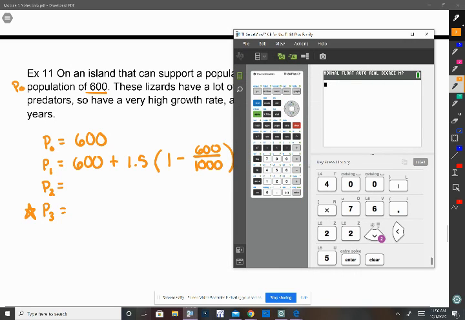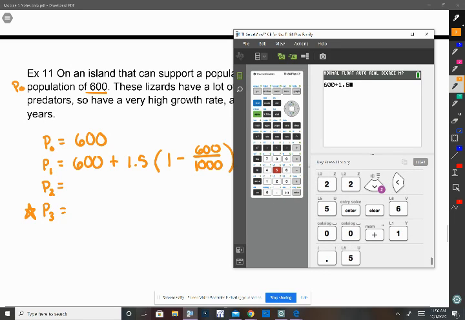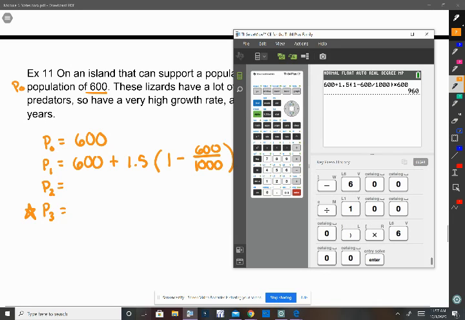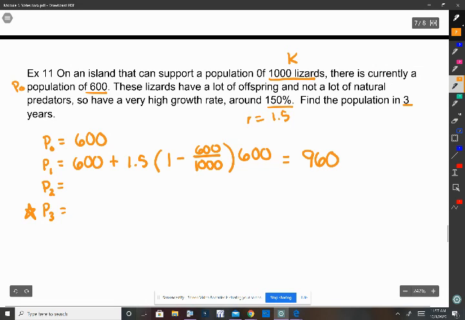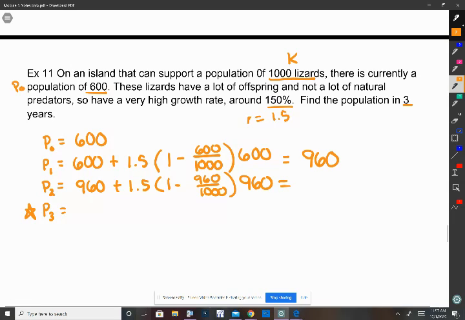So you've got 600 plus 1.5 parentheses 1 minus 600 over 1,000, and then we're going to times it by 600. And so we get 960. Then we take 960 and put it in everywhere there's 600, sorry. So this is 960 over 1,000, and this is 960. We plug it in, and everything works out fine.